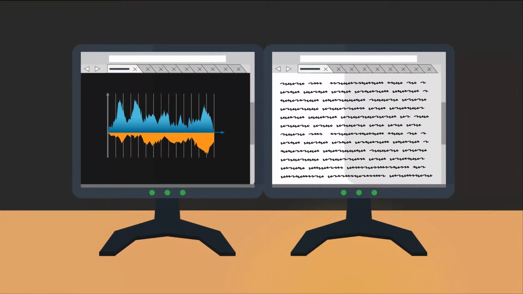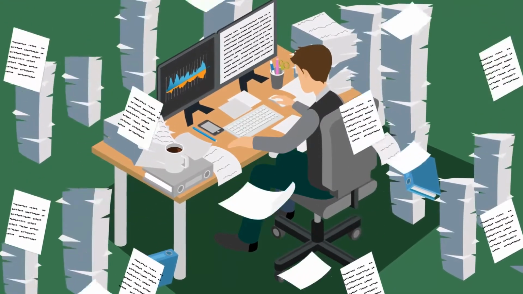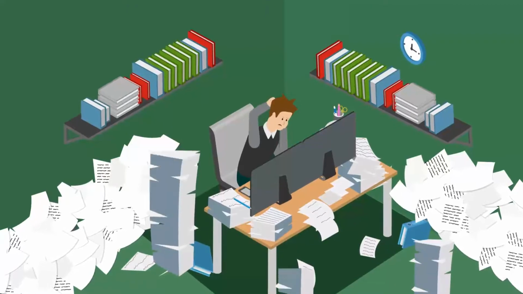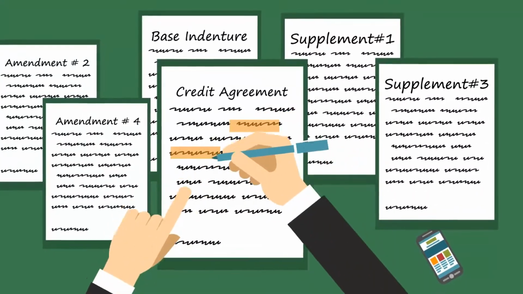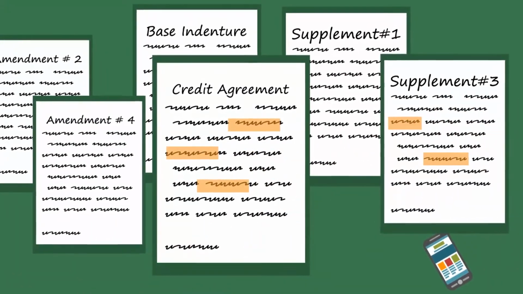You have 20 different tabs open. You have a mountain of 9-point font PDFs on your desk. You want to find the tightest covenant constraint, but you're thinking, where do I start? Reviewing bonds, bank loans, and related securities is tedious and cumbersome.